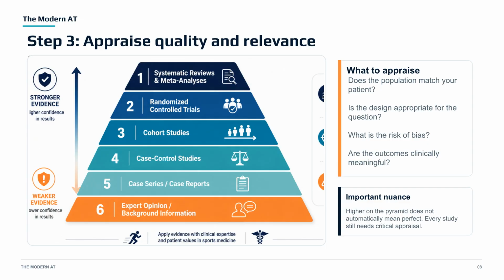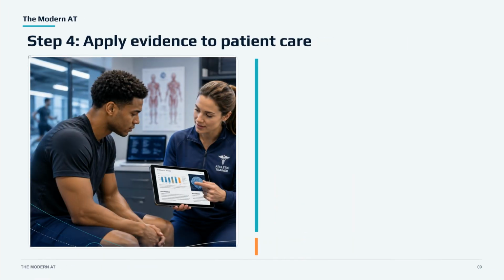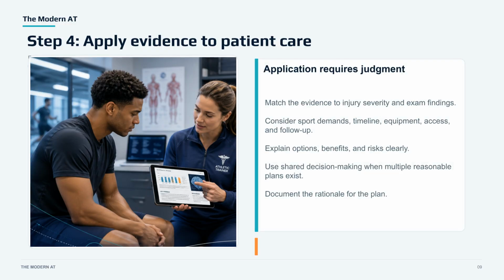A study can also be well-designed but not relevant to your patient. Appraisal always includes quality, relevance, and applicability. Applying evidence is where EBP becomes patient care. A research article might support a particular rehabilitation strategy, but the athletic trainer has to decide how to use it with the patient in front of them.